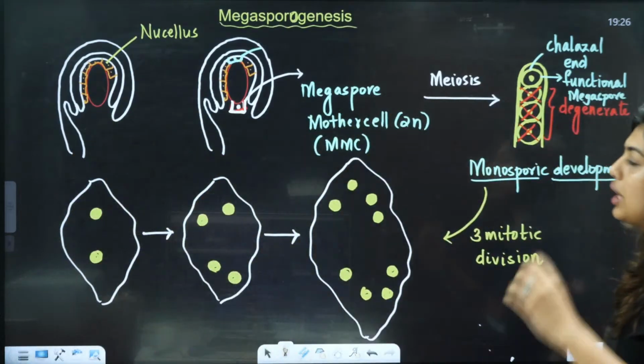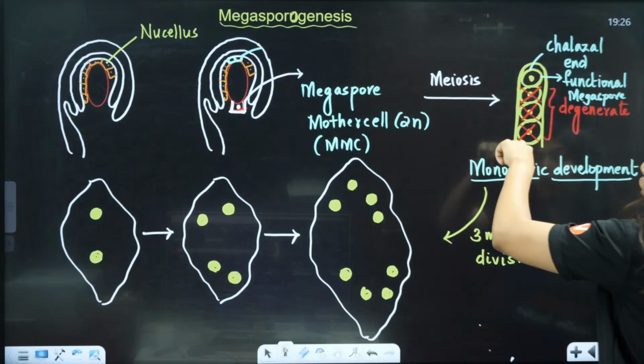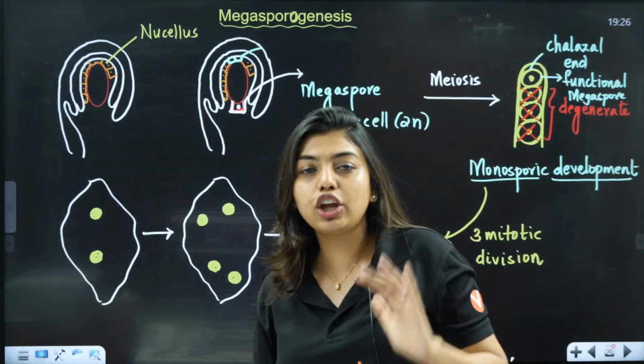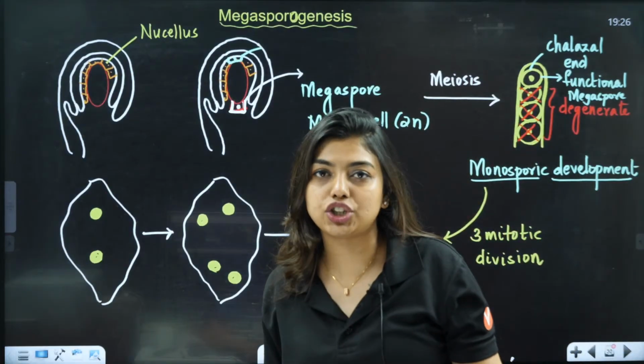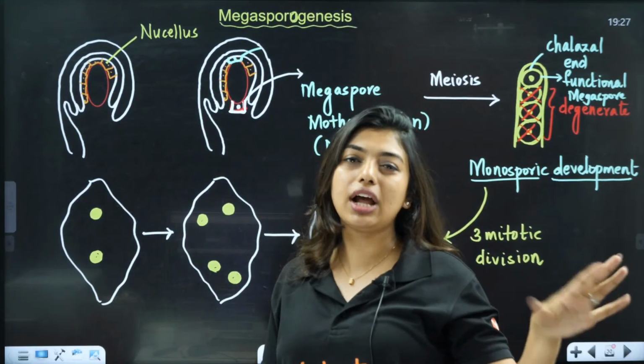Okay, so what is going to happen here? 1, 2, 3, 4 are there, no? Of them, 3 are going to degenerate. 3 of them are going to become non-functional. Only one will be functional. Okay, wait, I will continue from here.